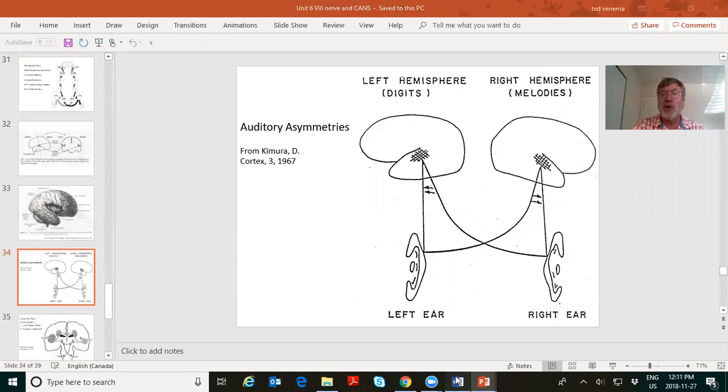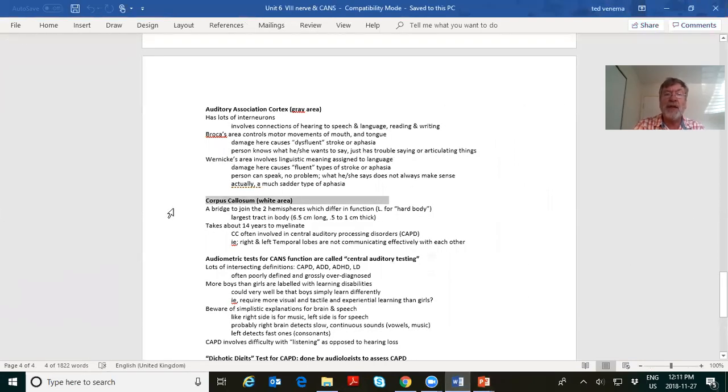And now we get into that role of the corpus callosum here. It's a bridge that joins the two hemispheres together. Literally, it's a bridge that joins the two hemispheres together. It shares information. It's the largest tract in your body. It takes about 14 years to finish myelinating. It's often involved in central auditory processing disorders. The person can hear, he just can't listen. Remember, we said that the right and left temporal lobes are not communicating effectively with each other.